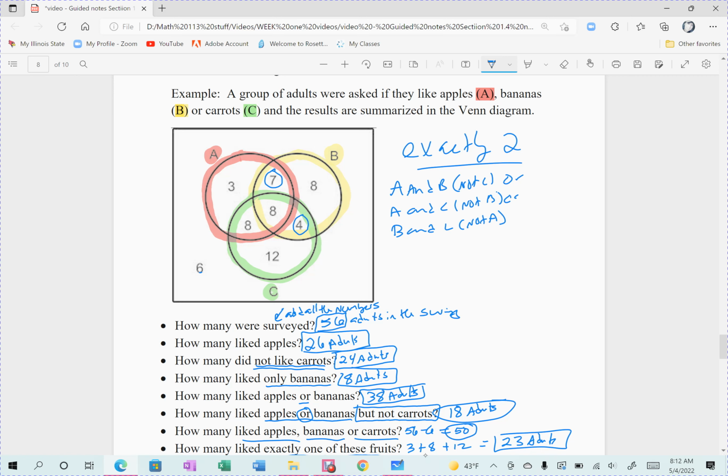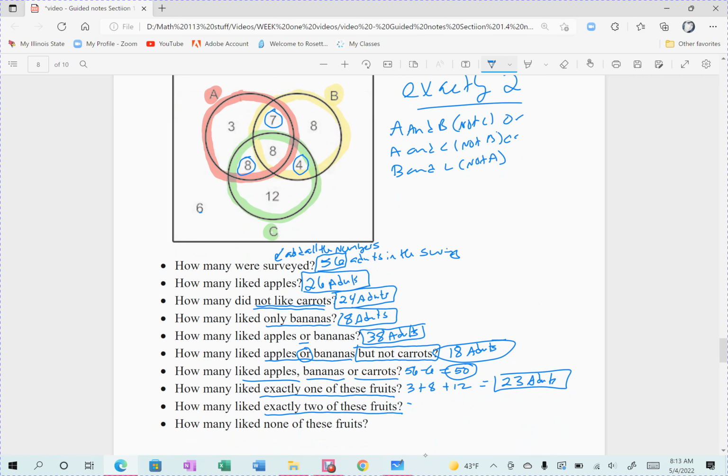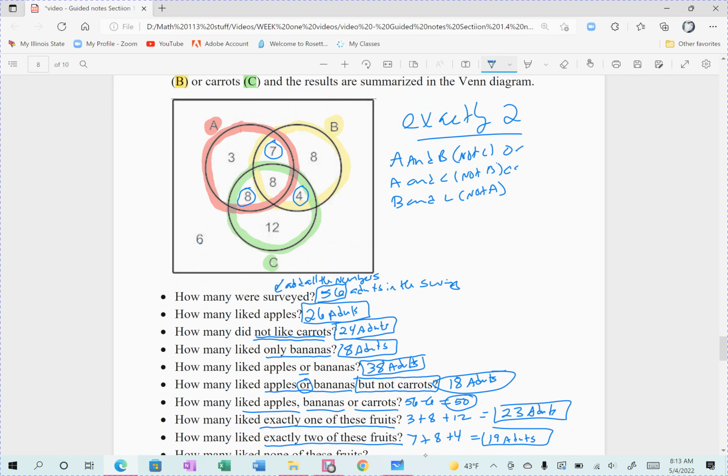This 4 like 2 of them. They're in 2 of the circles, not 3. And this 8 like 2 of them. They're in 2 of the circles, not 3. And so those are the groups we're looking for. They liked 2 and only 2. The 7, the 8, and the 4. So those are the numbers we're going to add up for this one, the 7 plus the 8 plus the 4. When we add 7, 8, 4, that comes out to 19 adults. 19 adults liked exactly 2, no more.